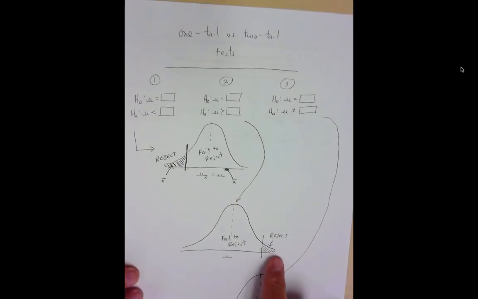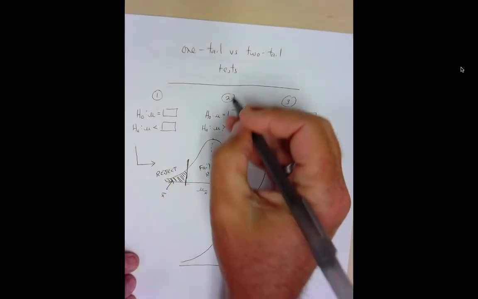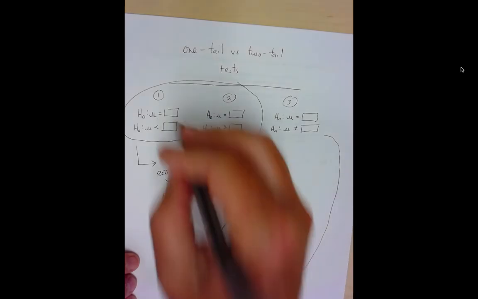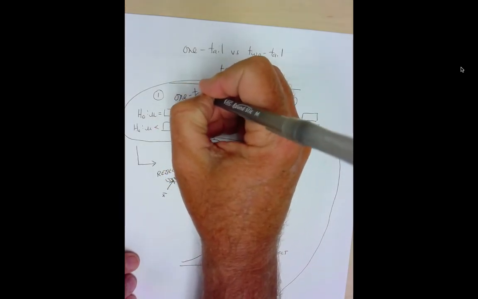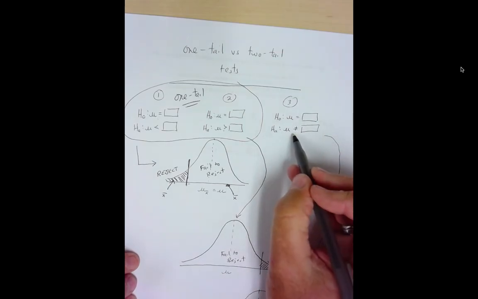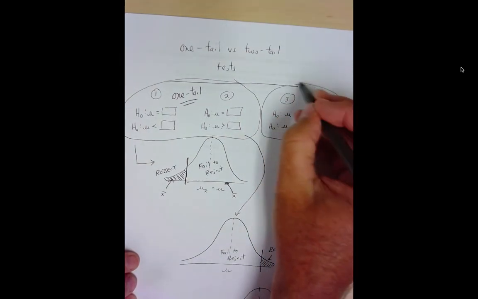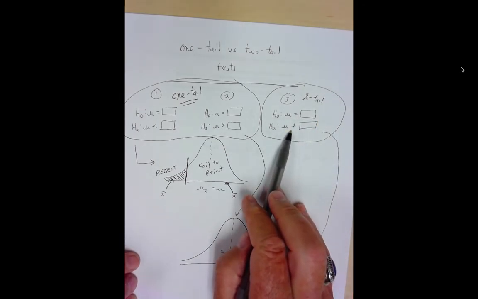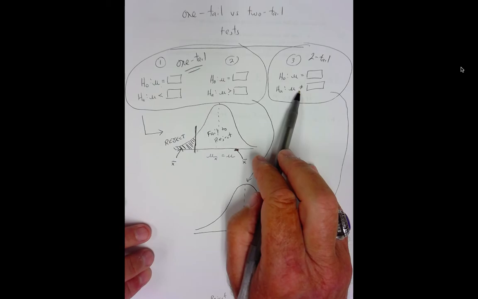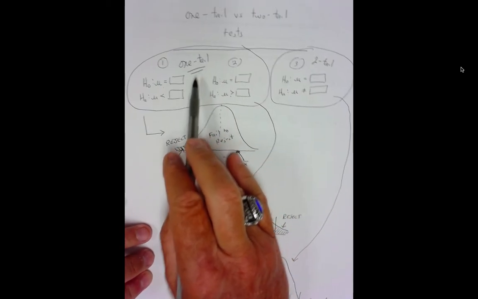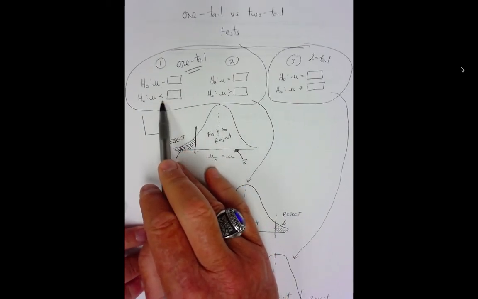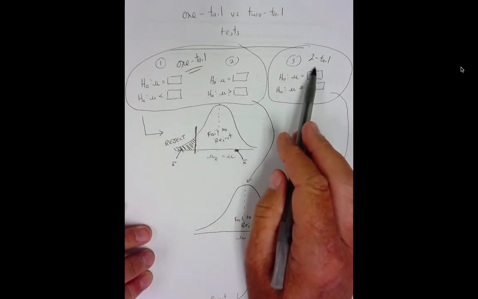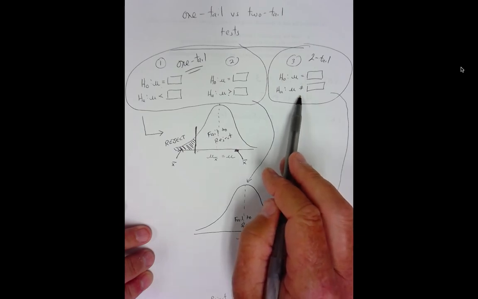So when does one tail evolve? When we're doing less than or greater than. When does a two-tail evolve? When we're testing not equal to. Guys, it's as simple as that. A one-tail test is when our alternative hypothesis has less than or greater than as the inequality sign. A two-tail is when we have our not equal to sign.